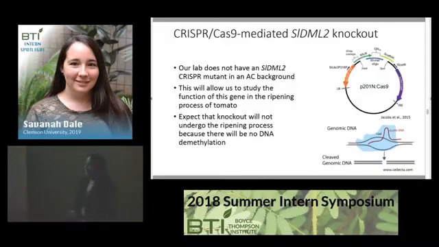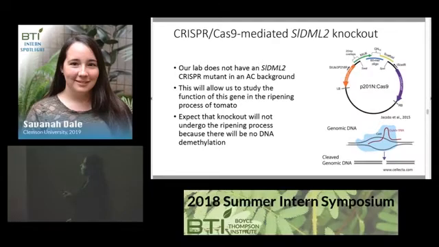So in addition to our overexpression lines, I created a CRISPR-Cas9 SlDML2 knockout. This is just an image of the construct that I was making, with our guide RNA here, which targets the SlDML2 gene. The reason I created this construct was because our lab does not actually have an SlDML2 CRISPR knockout in an AC background, which is the wild type that we use in our lab. So having this mutant would be very applicable to all of the research done in our lab. It will also allow us to further investigate the function of the gene by seeing how silencing this gene affects the phenotype of fruit and methylation levels. And we expect that the knockout will not undergo ripening at all.